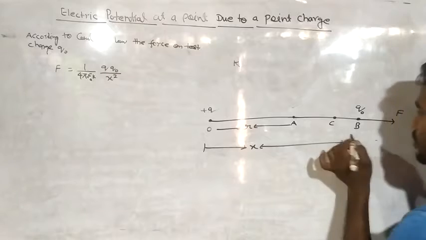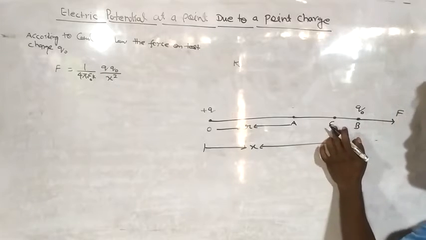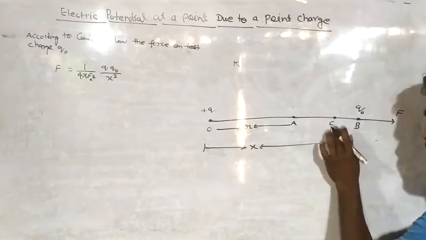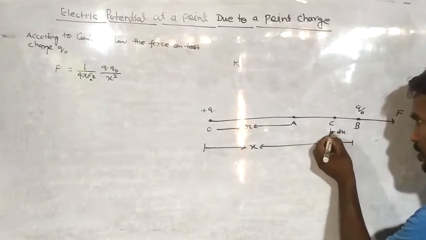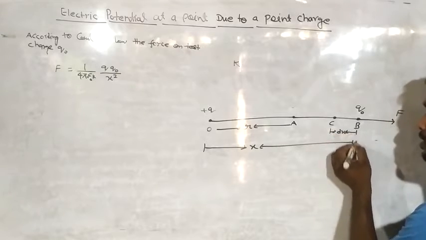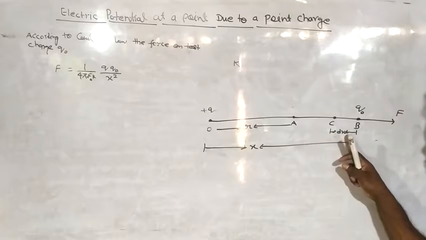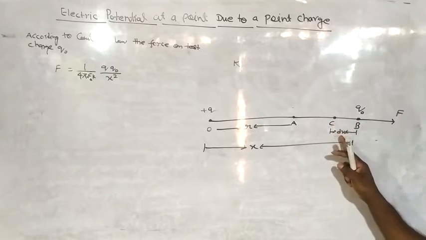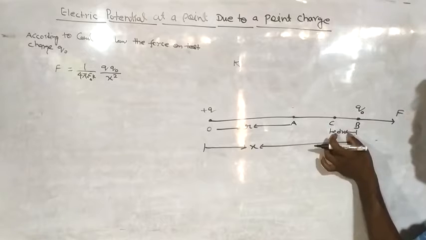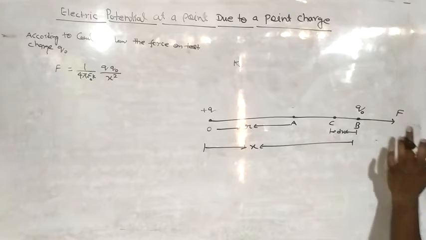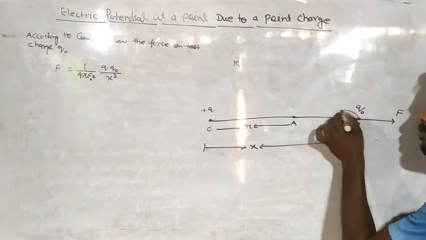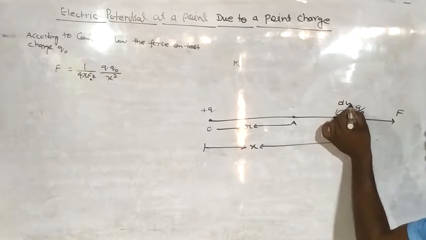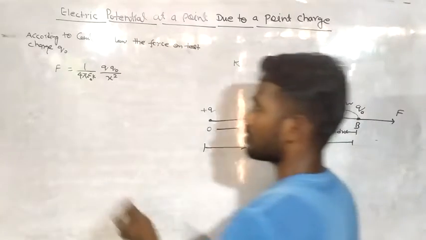Suppose there is another point C towards the positive charge plus Q at a distance small dx from point B, that is a very small distance from point B. If we bring this test charge from point B to point C, then we have to do some work, dW.